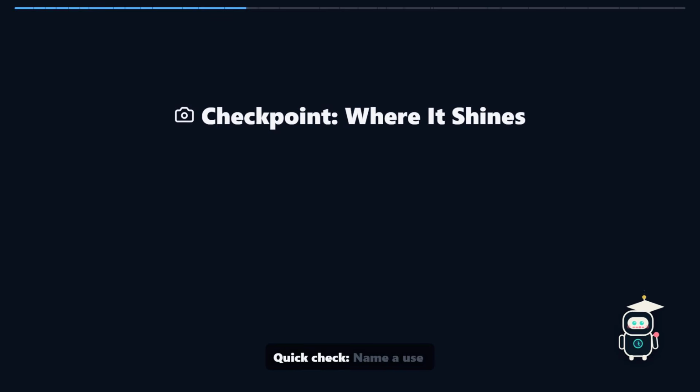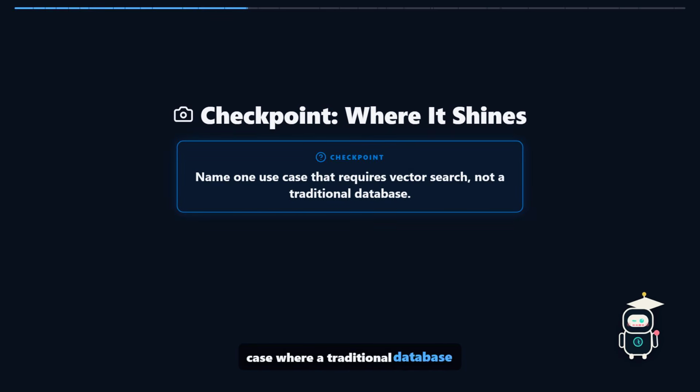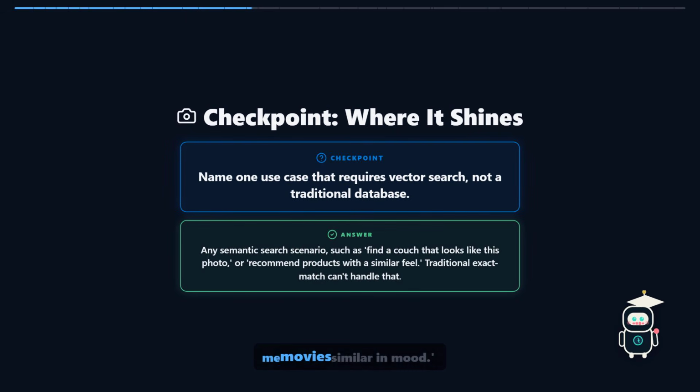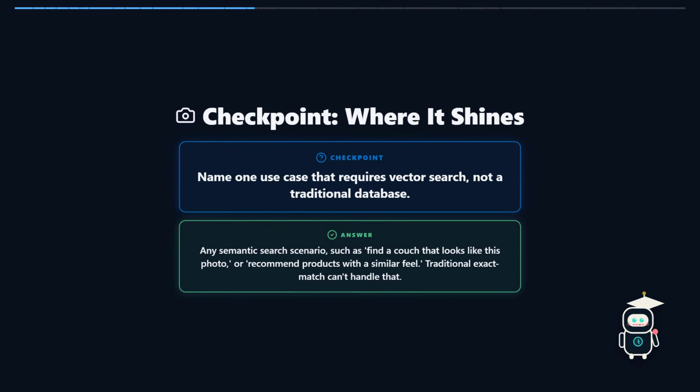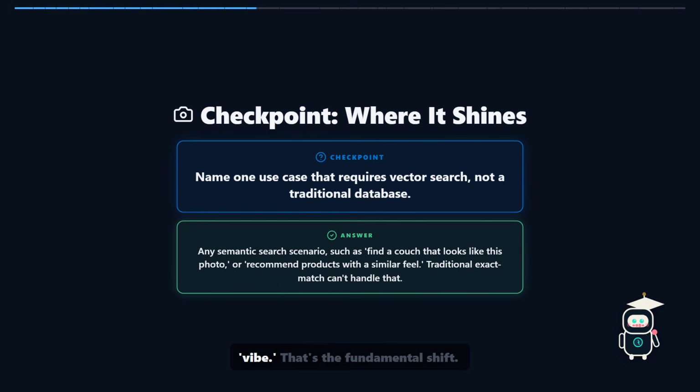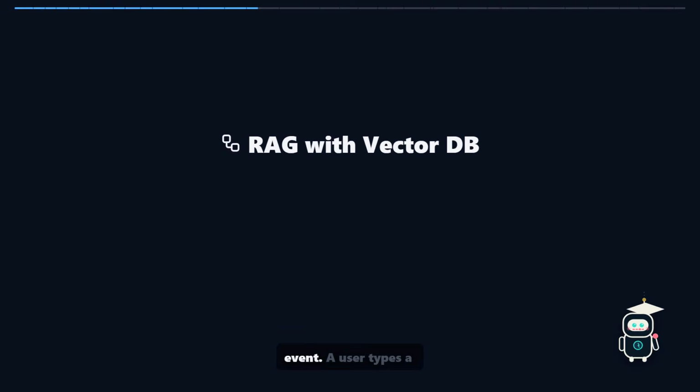Quick check. Name a use case where a traditional database would fail. The answer is any semantic search, like photo-to-product matching or show me movies similar in mood. A traditional DB could at best look for exact tags. A vector database understands the vibe. That's the fundamental shift.